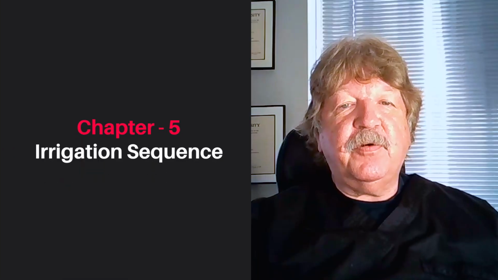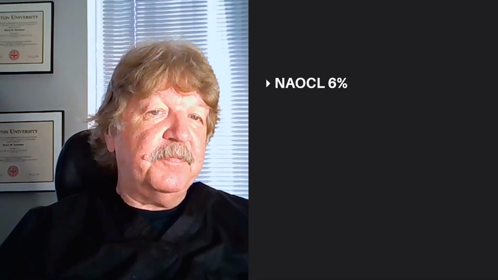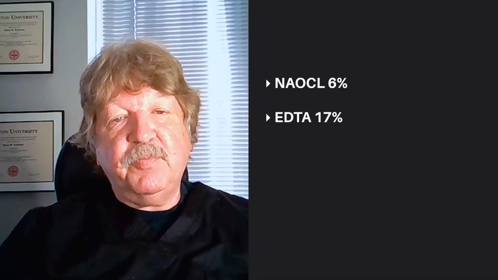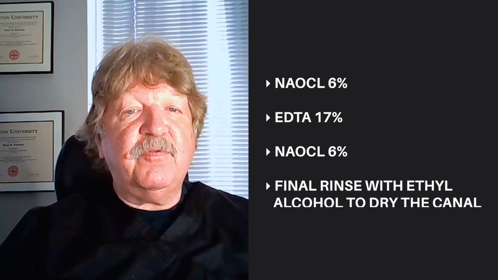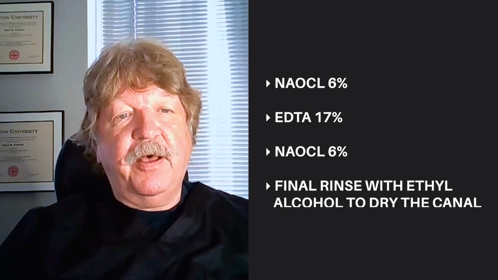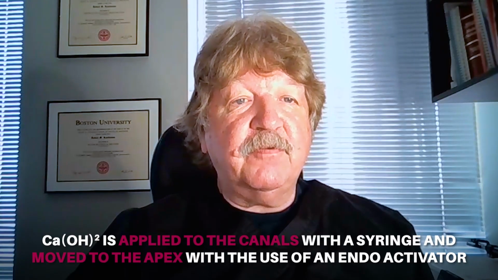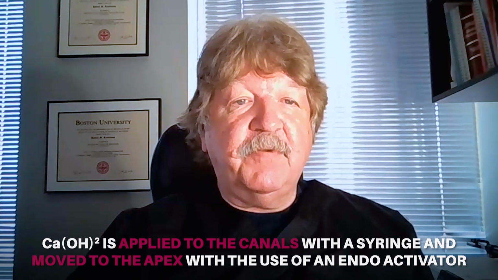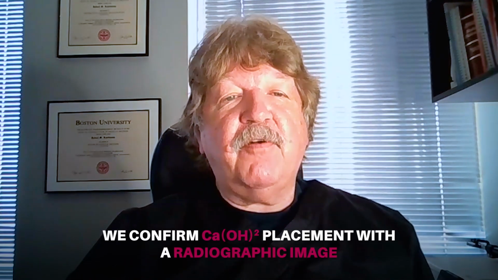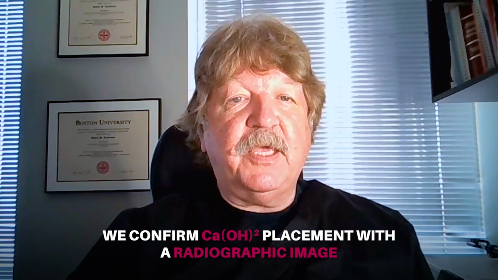For vital cases, I'm currently using this irrigation sequence. Sodium hypochlorite 6%, followed by EDTA at 17%, then back to sodium hypochlorite 6%, and a final rinse with ethyl alcohol to dry the canal. In multi-appointment cases, calcium hydroxide is applied to the canals with a syringe and moved to the apex with the use of an EndoActivator. We confirm calcium hydroxide placement with a radiographic image.